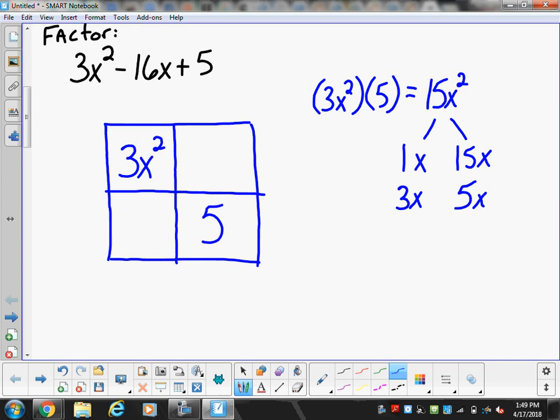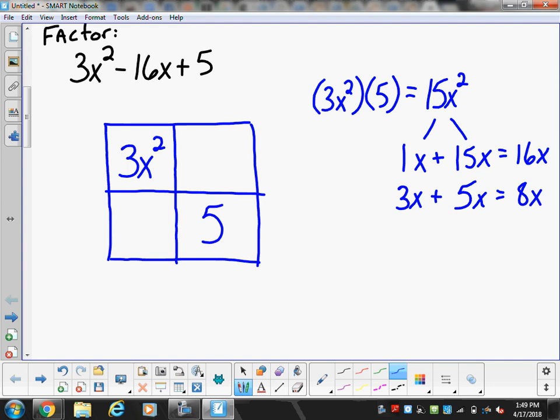Now, when we first started this factoring last week, one of the first things we did is find the factor pairs and then add those factor pairs together. Okay? So if I add these together, I get 16x and I get 8x. What I want is for this sum to equal this middle term, the negative 16x. But all I've got is positives.